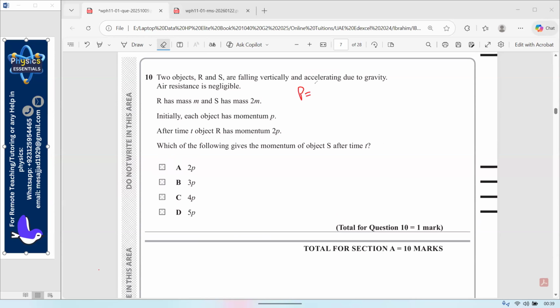Please remember that the momentum is the product of mass and velocity. So initially R has mass m and S has 2m. For R you have the momentum p because both have initial momentum, and for S you cannot have mass 2m and speed v, because the body has mass 2m, so its speed must be v by 2. So initially the object S has half of the speed as compared with object R.